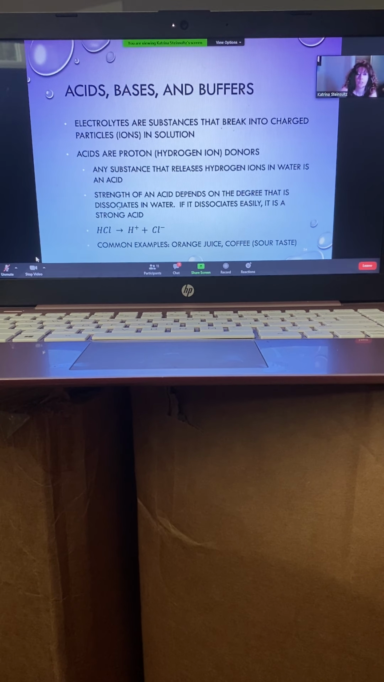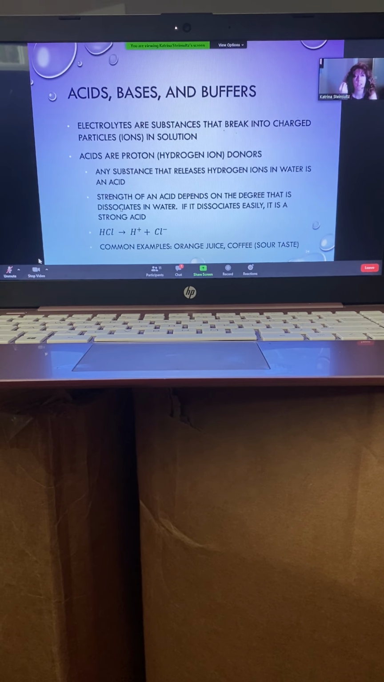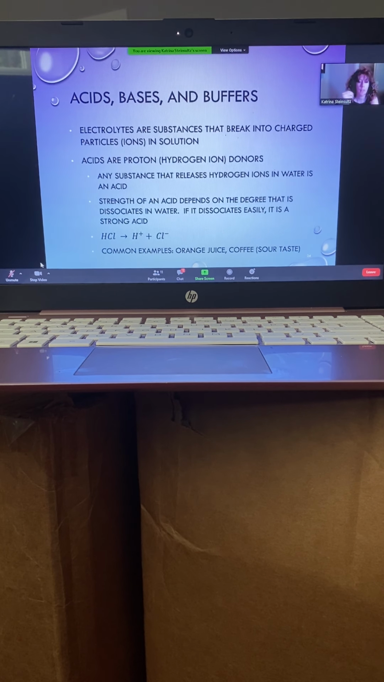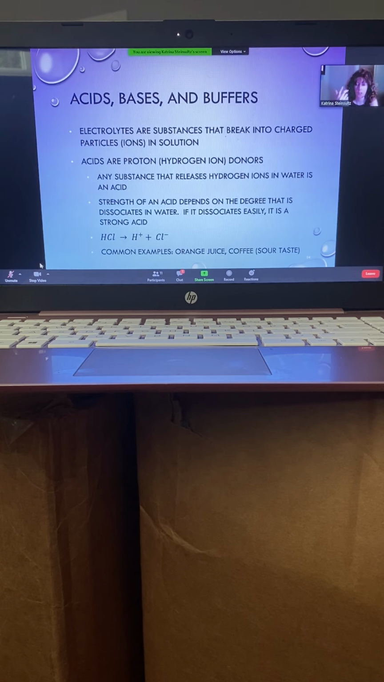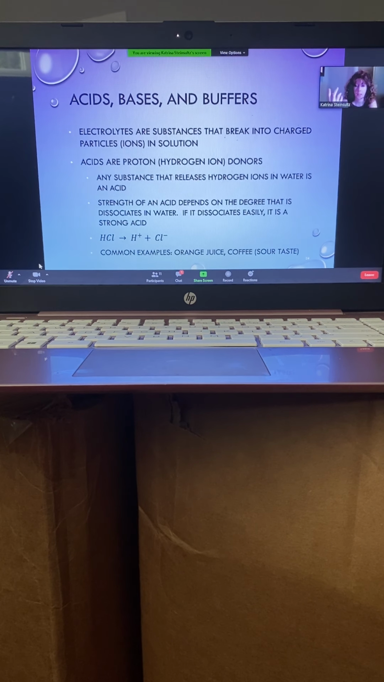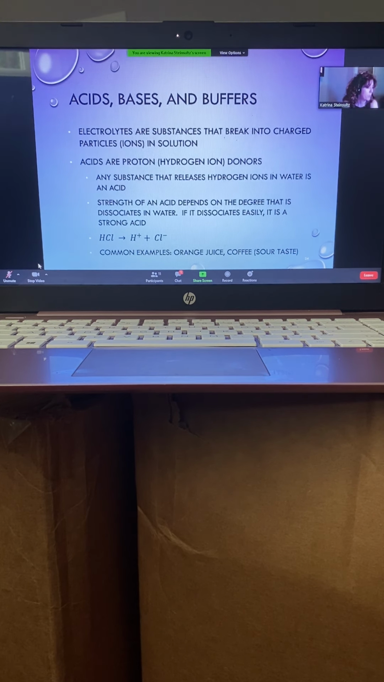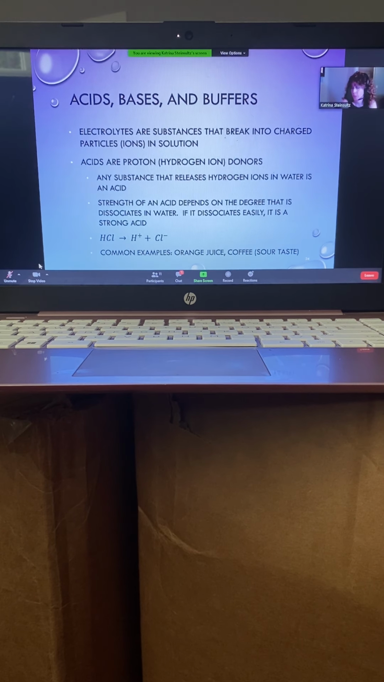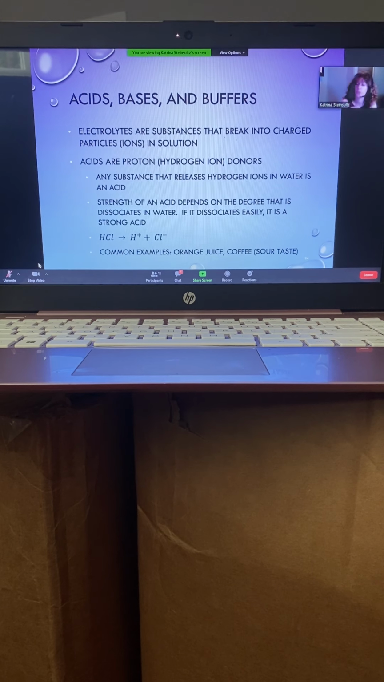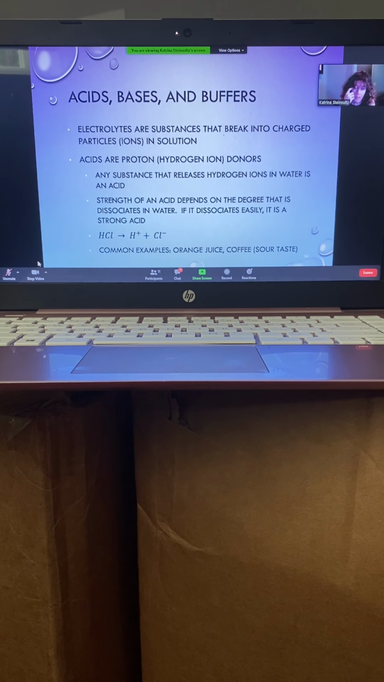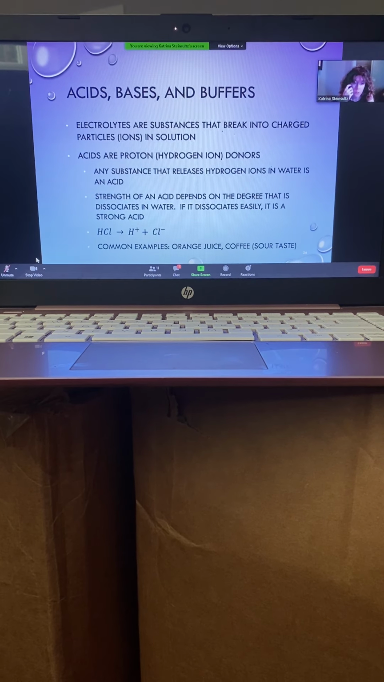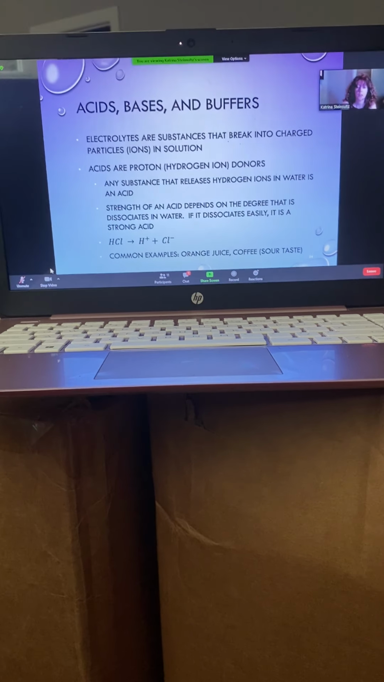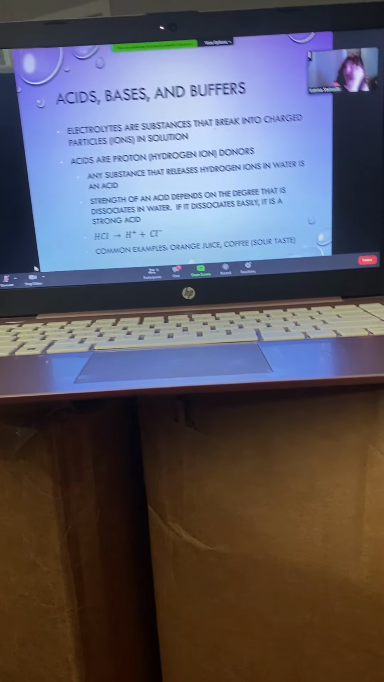So if a substance really easily gives off a lot of hydrogen ions in water, it's a strong acid. Some common examples of acids that we have in our everyday life are things like orange juice or coffee. If you drink or eat something that has a sour taste to it, it's more acidic than something that is base.